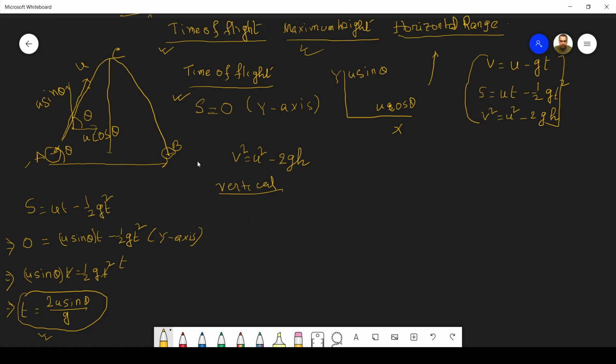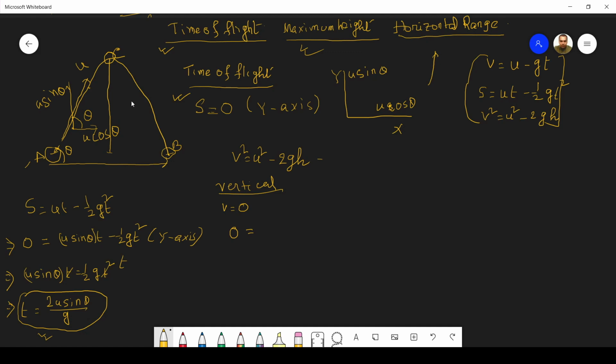So what happens at the maximum height? At the maximum height, here at the point C, what is the velocity of this object? It is zero, because the projectile temporarily comes to rest, and since its velocity is equal to zero, how can we write this equation? So 0, v square equal to 0, u square.